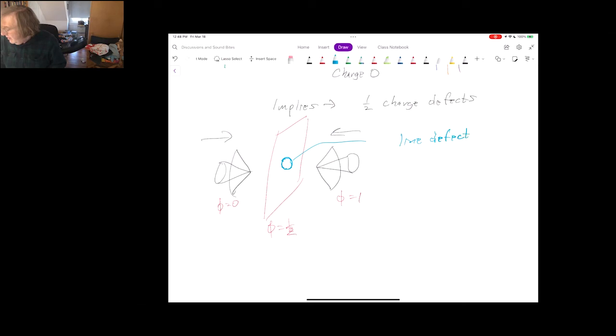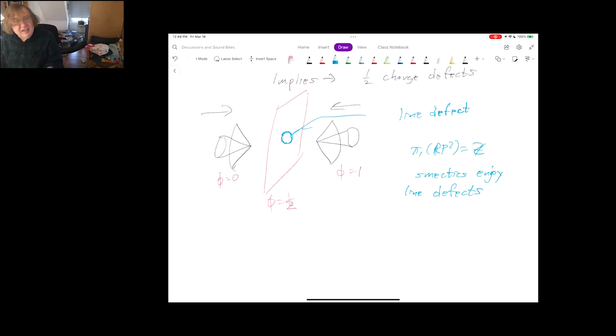Can anybody tell me what a line defect is in a smectic? Anybody? Remember, pi1 of RP2 is Z. So in a smectic, you can have line defects. Smectics enjoy line defects. The line defects are precisely the places where the orientation of the molecule switches sign, where it's really a line field. So if I try to orient it, I discover that I can't orient it. And so there's a defect right here.